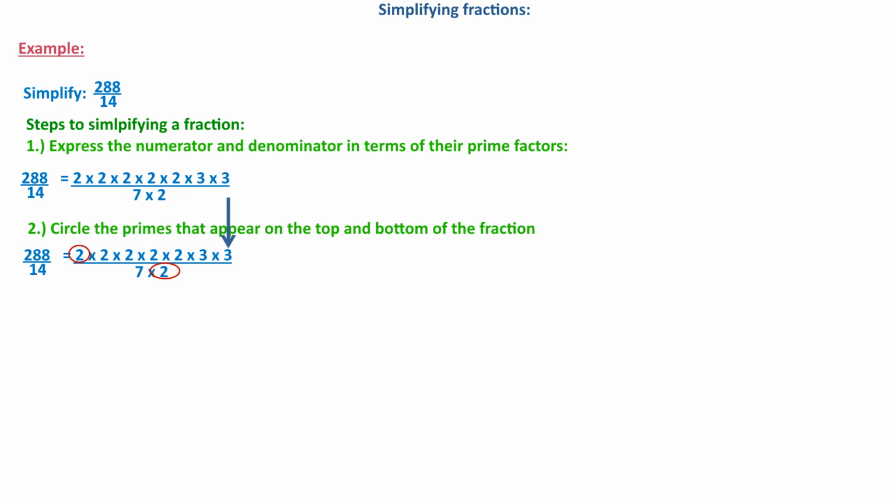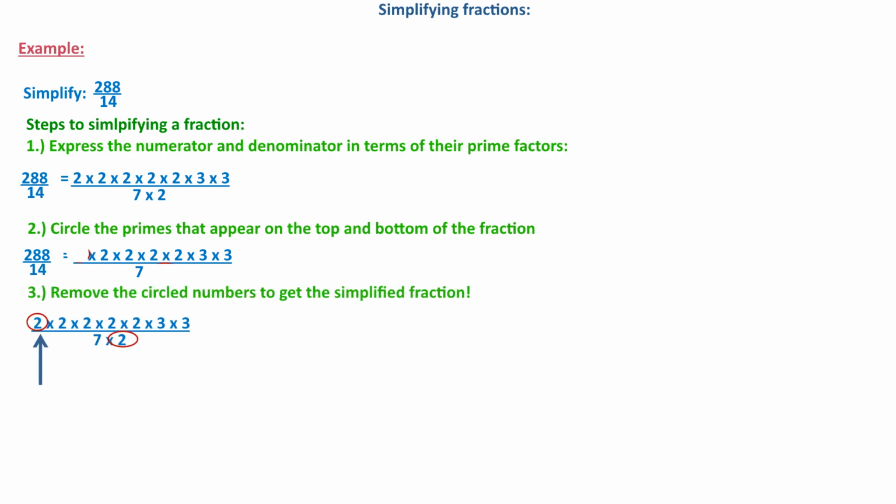And you can see now that these two numbers are just going to cancel out. So all that's left for our final step is just to remove the circled numbers from our fraction. So you'll see here that we just get rid of the 2 on the top and the 2 on the bottom to be left with 2 times 2 times 2 times 2 times 3 times 3 over 7, which is just equal to 144 over 7. And this is the simplest way of writing 288 over 14.